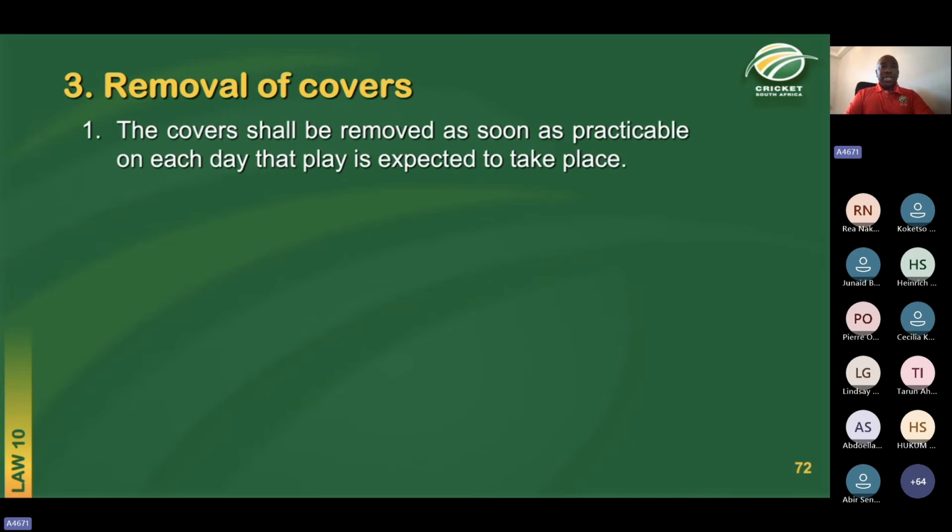So when do we remove the covers? The covers shall be removed as soon as practical on each day that play is expected to take place. So usually when we get to a field on a beautiful day, when there is good weather around, then the covers are already off when both teams and the umpires arrive.